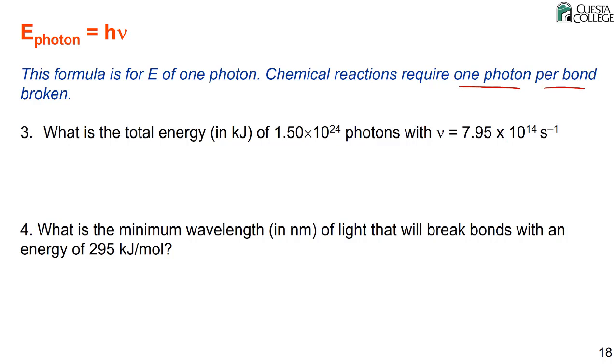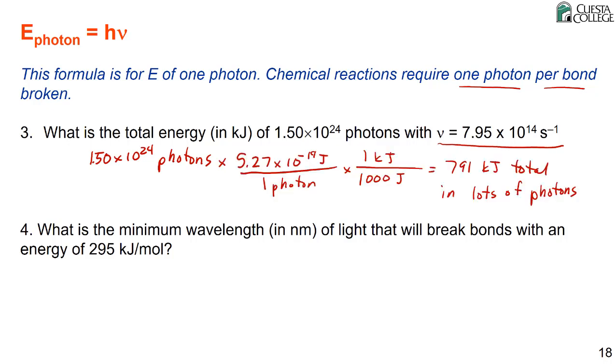From previous work, we know that a frequency of 7.95 times 10 to the 14 seconds to the minus 1 has a certain amount of energy, and that's energy per one photon. We can take the number of photons and multiply it by the number of joules per one photon to calculate the total energy available. The energy per photon comes from the previous slide. Converting it to kilojoules gives us 791 kilojoules of energy total, and that's in lots of photons, 1.5 times 10 to the 24th of them, over a mole. In the next problem, make sure you account for the per mole term in terms of the energy of the photons.